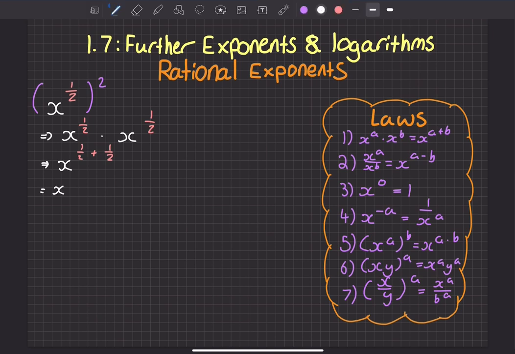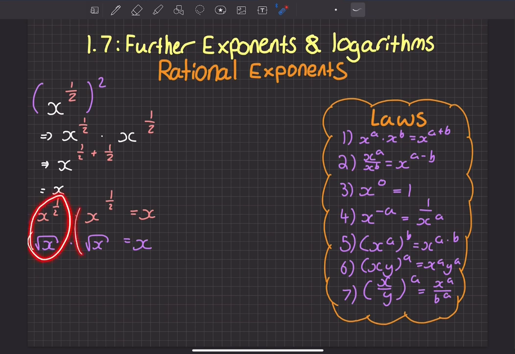So what we basically have is that x to the power of a half times x to the power of a half equals x. What we just said is that a number multiplied by itself gives a number. And where else have we seen this? Well, root x multiplied by root x equals x. So if x was 64, then root x would be 8, and 8 times 8 equals 64. So these are basically the same thing. We can say that x to the power of a half equals root x.